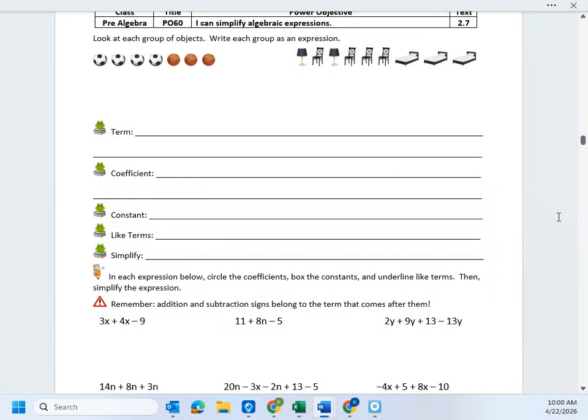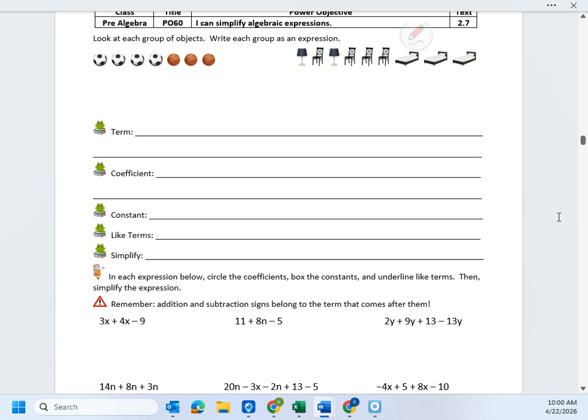Good morning. Today we are starting our next unit. I can simplify algebraic expressions. So we're going to be combining things that we can combine. We're going to be looking at different terms.